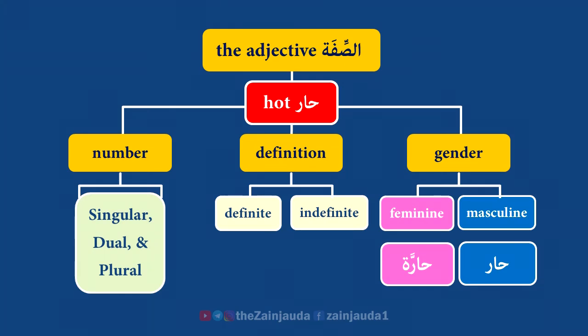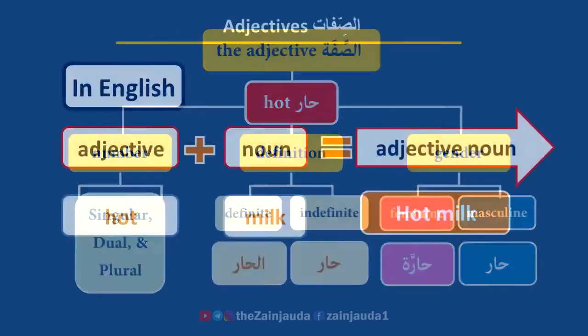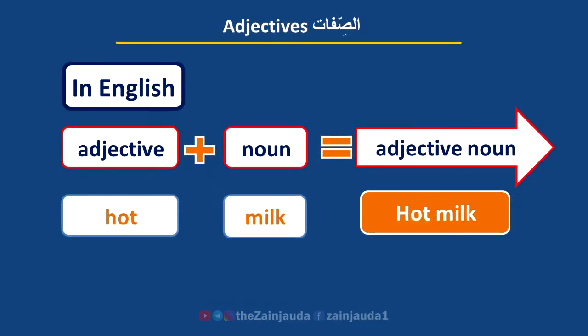So, har, harra. The second thing that an adjective accepts is definition. So by adding al-ta'rif to the indefinite har, it becomes al-har. The third thing that adjectives accept is number, and this is what we won't consider until explaining the number of nouns in Arabic. Today we're going only to speak about gender of adjectives and leave the rest for next classes. Now let's see how to use adjectives in Arabic.